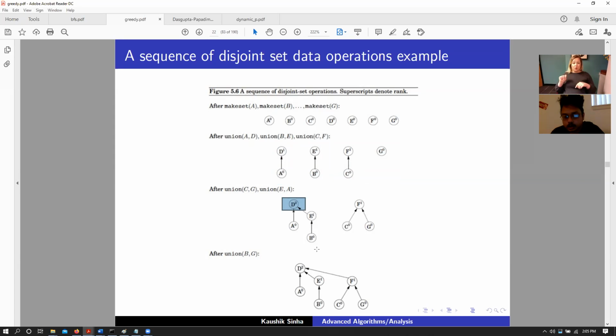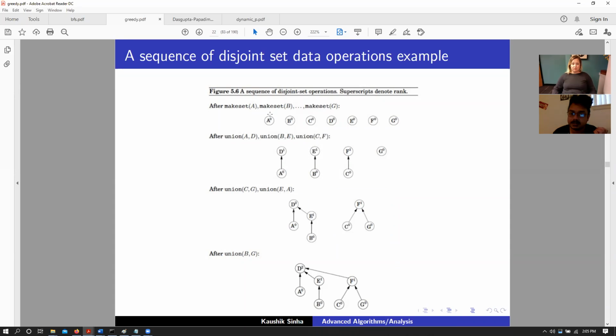If we had two different trees, in this scenario D, then A, E, then B, and in this scenario F, then C and G, and both of those have different ranks, we would always append the tree with the lower rank to the tree with the higher rank. That actually kept the rank of the tree as the maximum rank of the original pair of trees. So mainly we had two things.